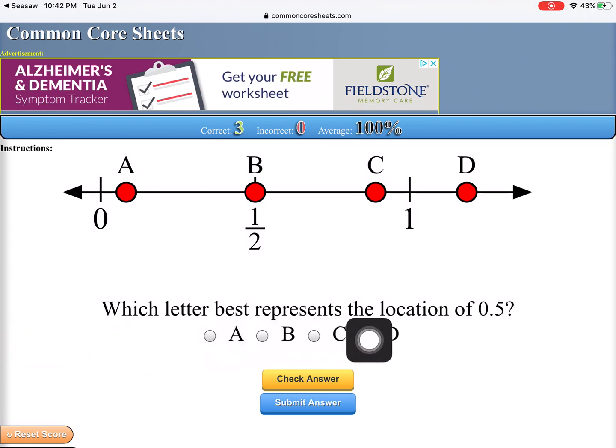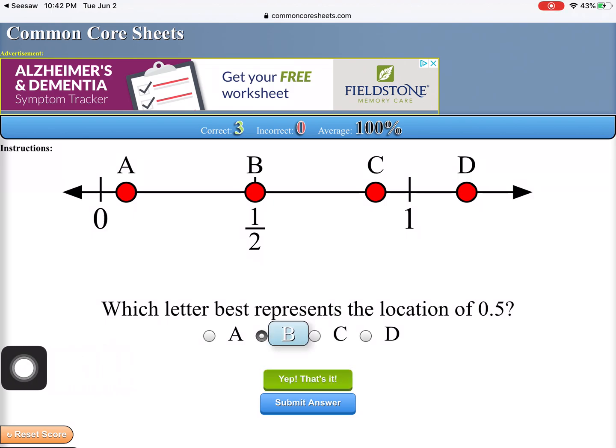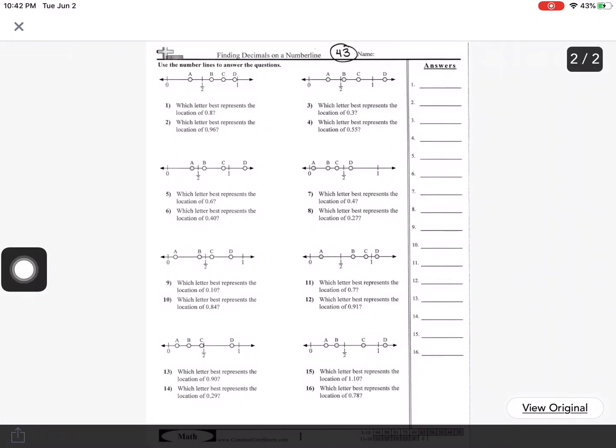Which letter best represents the location of 5? Oh, that one's easy. 5/10. Remember, 5 is half of 10, so it is B. It's right on the half. And you will go ahead and make sure you do it until you have 5 correct. So remember, my first one doesn't count, so I really have already done 4, even though it says 3. If you do the worksheet, they look very similar. You just have 2 on one number line if you do on the worksheet. If you have any questions, let us know.